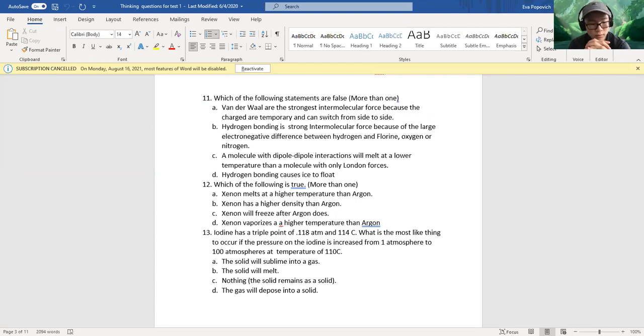Which of the following is true? Xenon melts at a higher temperature than argon. Xenon has a higher density than argon. Xenon will freeze after argon does. Xenon vaporizes at a higher temperature than argon. Ask yourself this: if you need a higher temperature to melt something, does it have stronger intermolecular forces? Yes. If something has a higher density, does it have stronger intermolecular forces?